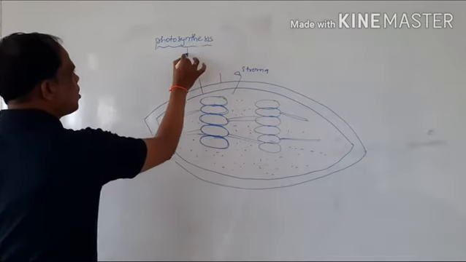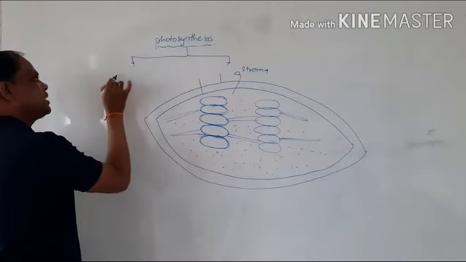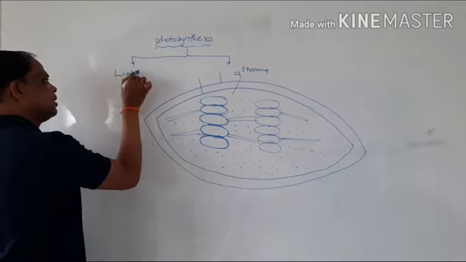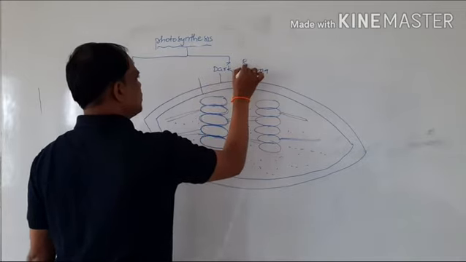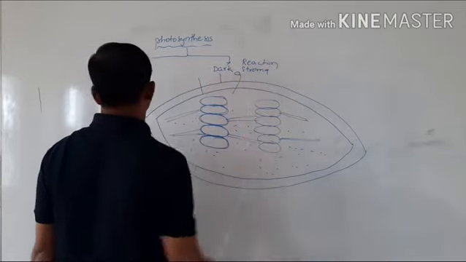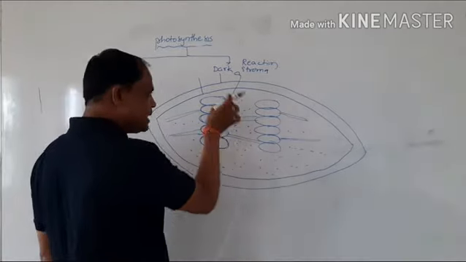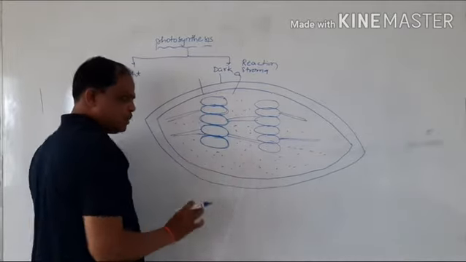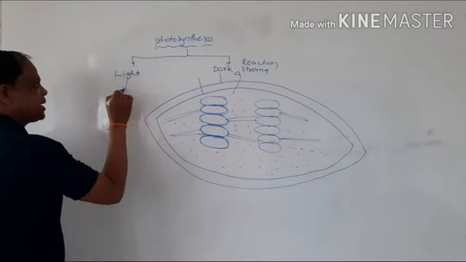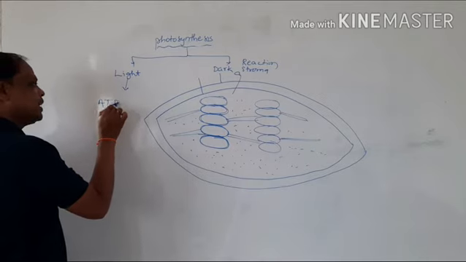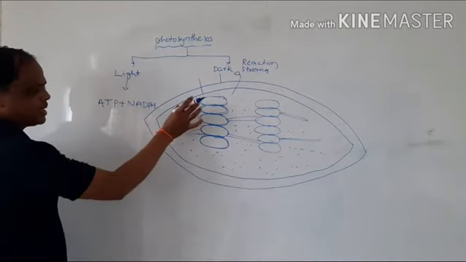Here photosynthesis can be divided into two types. One reaction is the light reaction, another one is the dark reaction. All the light reaction process is carried out inside of this thylakoid. When the light reaction is completed, the final products of the light reaction released are ATP plus NADPH. Okay, so this is the light reaction.